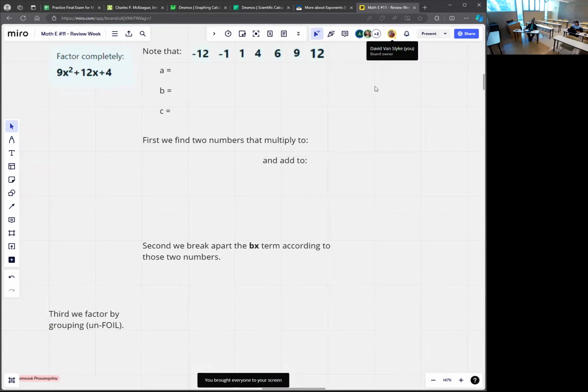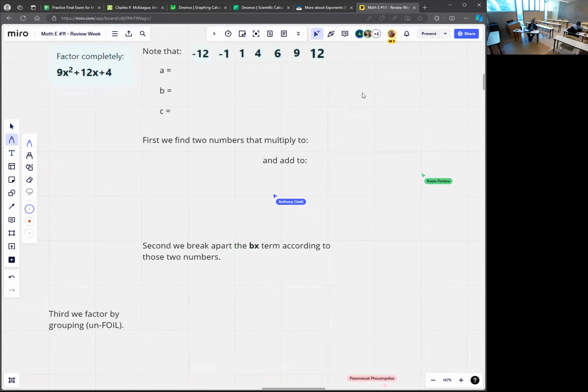Let me pull everyone towards me. Okay. So same as before, we have this thing to factor. Now we're back to the factor by grouping. So we have an a times x squared plus bx plus c. What's a, what's b, and what's c? Grab the blue numbers and move them places.